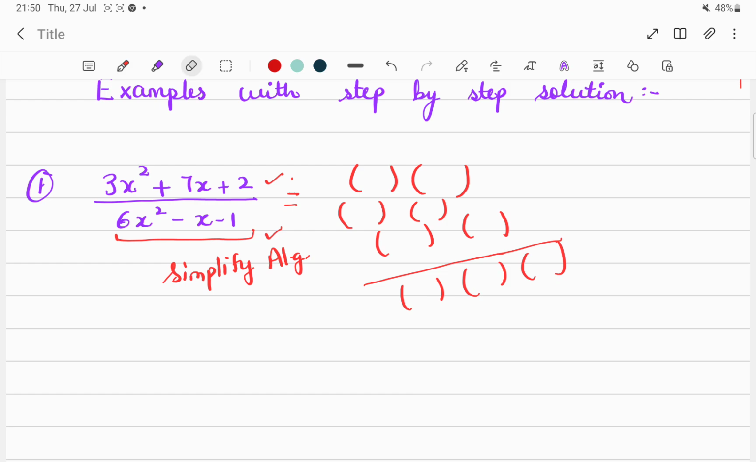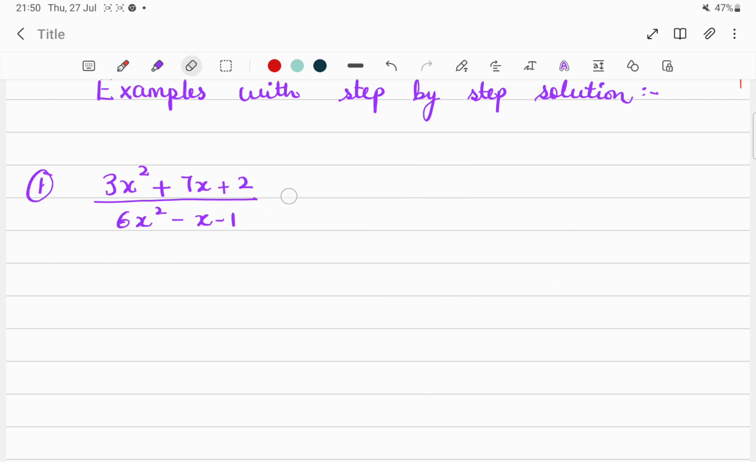Okay, so now we have the numerator as 3x squared plus 7x plus 2. So I am going to write it separately here, 3x squared plus 7x plus 2. Now this is known as a non-monic quadratic trinomial. This is very important to understand the meaning of these words.